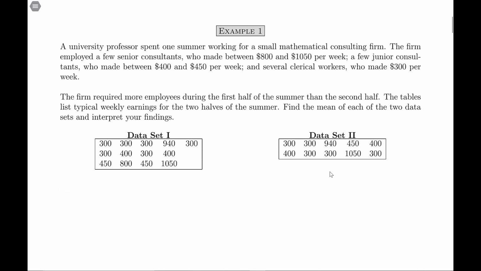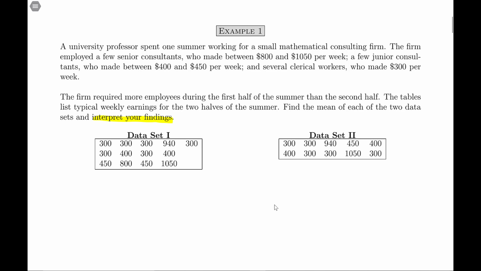So we're given in example 1 the two data sets, the first one and then the second one there, and we want to find the mean of each of the two sets. And then it also says to interpret our findings. So that's where the difference is between just a traditional math class, like I mentioned today when we had our meeting, and a statistics class. So we have to look at what the context of the problem is.